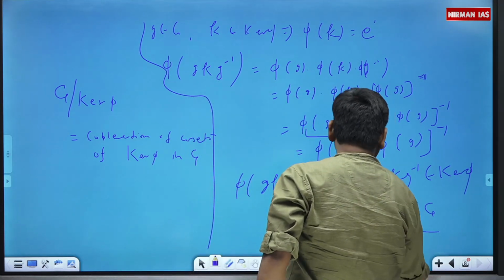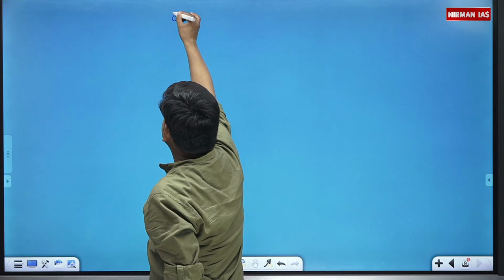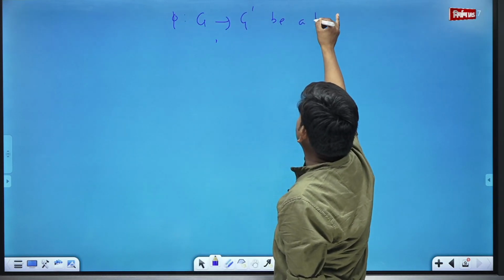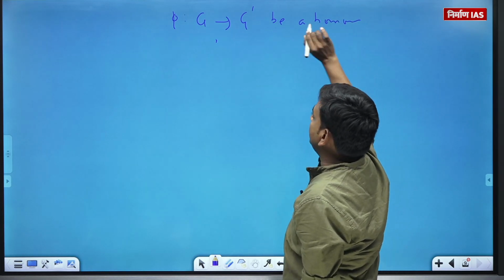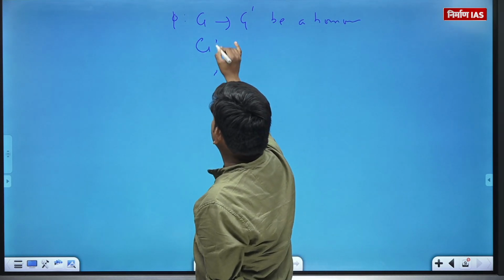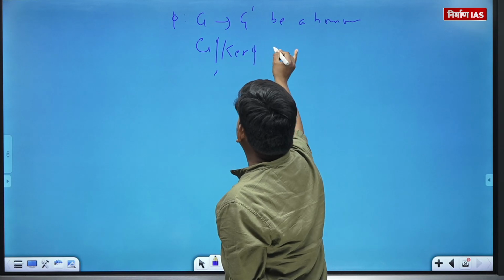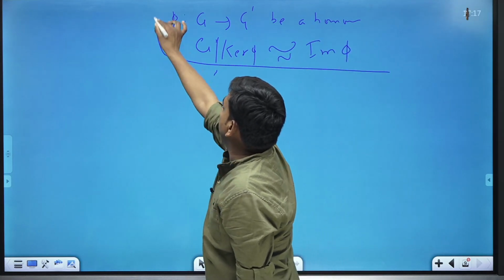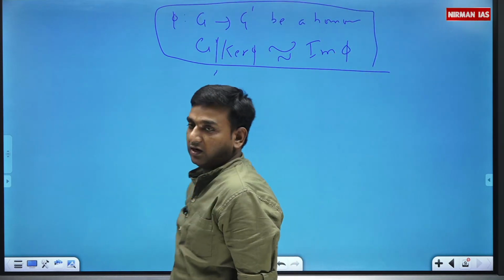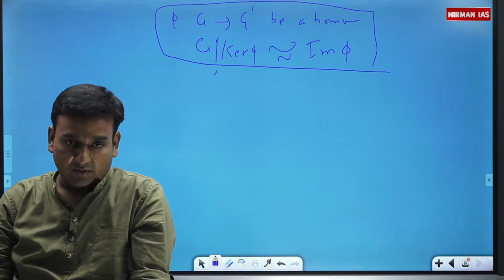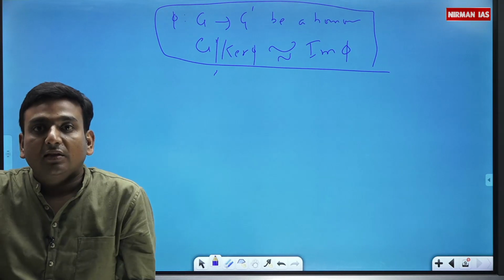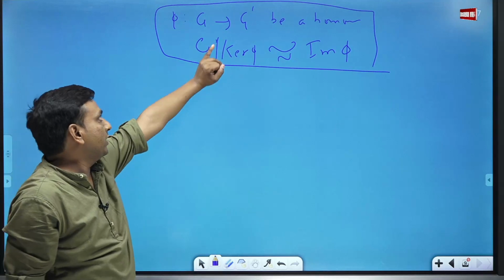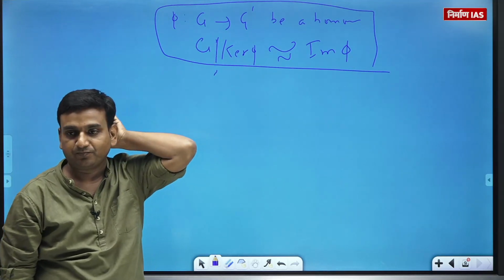So what was our target? If phi is a homomorphism from G to G dash, then G by ker phi is isomorphic to image phi. Now kernel phi, you guys know. What is image phi? The range of phi, the collection of all those elements which are images of at least one element of this G.